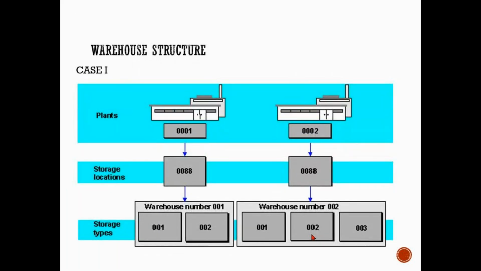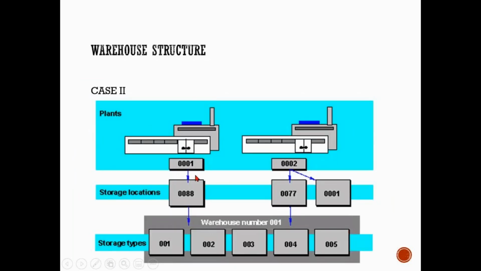Another way for warehouse structure: we have two plants, we have two storage locations, and one storage location is assigned to one warehouse number, another storage location is assigned to another warehouse number. Similarly, case 3, which we have already discussed: two plants, storage location, everything is inside one warehouse only.